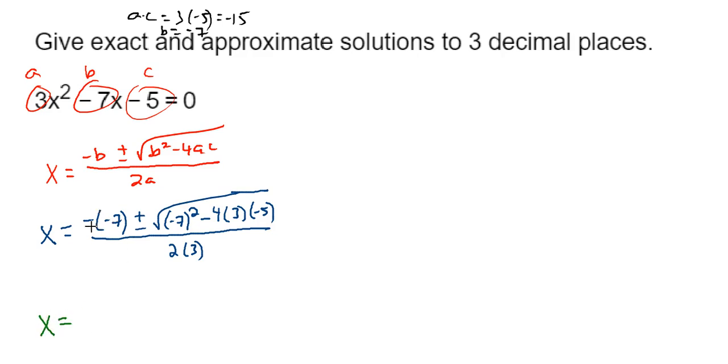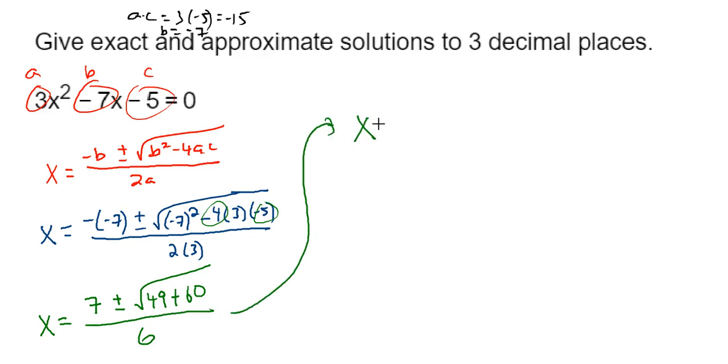So let's go ahead and simplify it so we can get a better idea of what the answer actually is. So negative of negative 7 becomes positive 7, plus or minus the square root of negative 7 squared will be positive 49. And again, negative 4 times 3 times negative 5 will come out positive, because negative times a negative is positive. And this will be 20 times 3, which will be 60. Over 2 times 3, which is 6. So we'll continue up here. We'll get x equals 7 plus or minus the square root of 109 over 6.